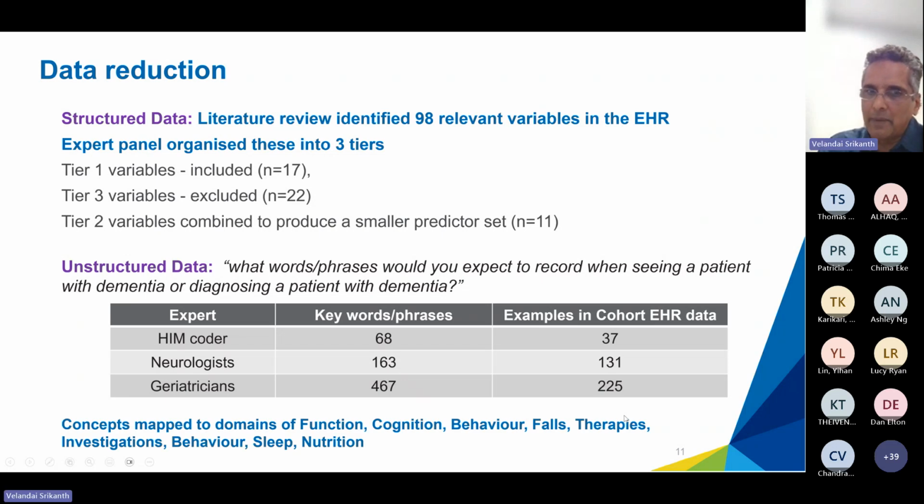These concepts really map to the domains of function, cognition, behavior, risk of falling, the therapies that we might use in dementia, such as cholinesterase inhibitors, and the tests that we might commonly do to screen people with dementia, including imaging. We were able to capture episodes of behavior relating to confusion that we would often see in people with dementia and delirium, their sleep habits, and nutritional data as well.